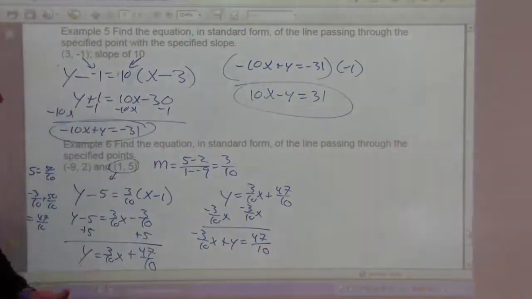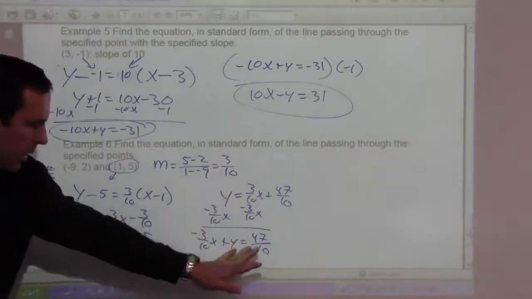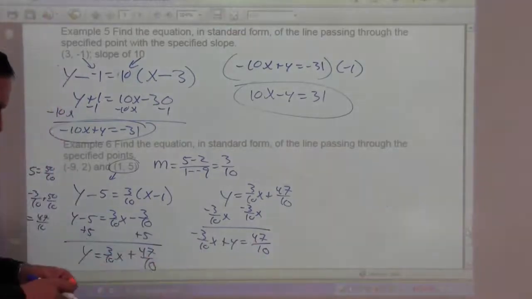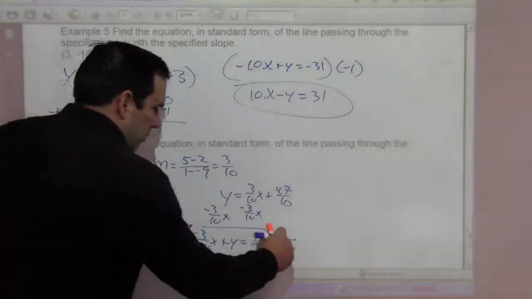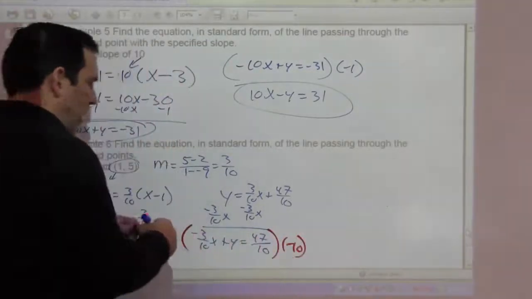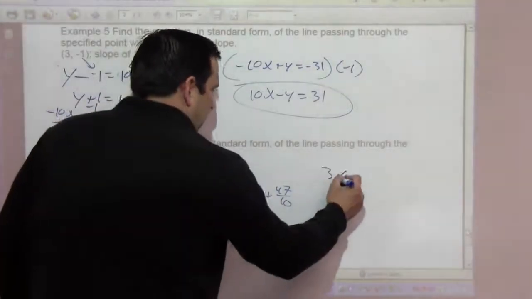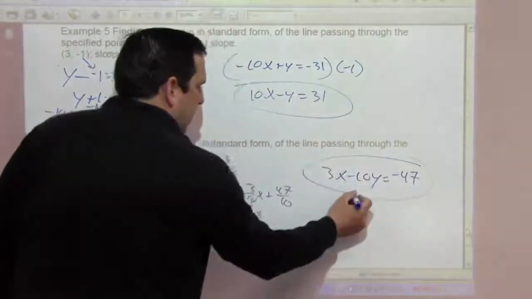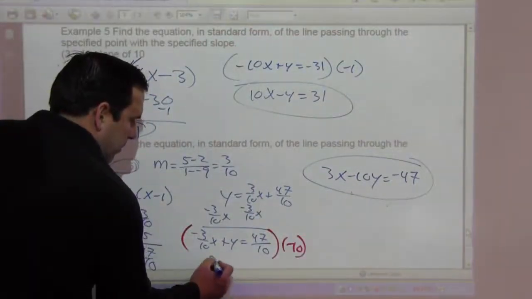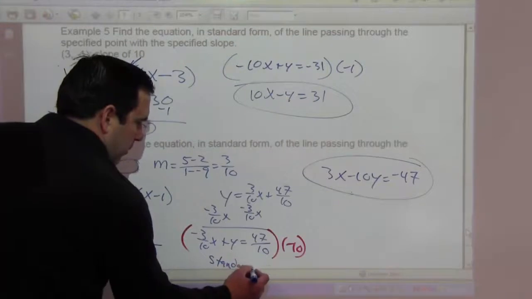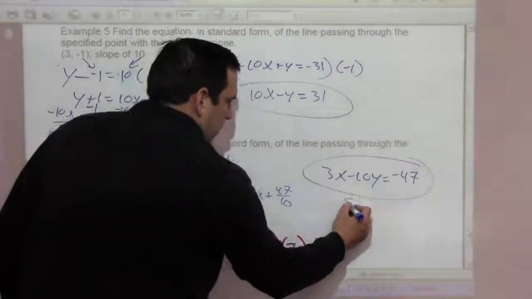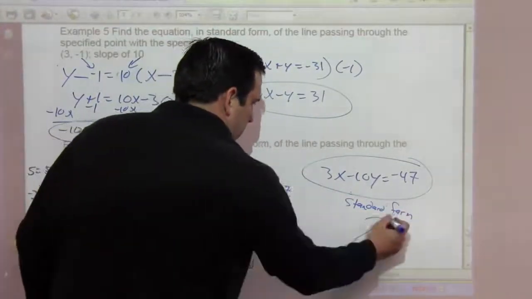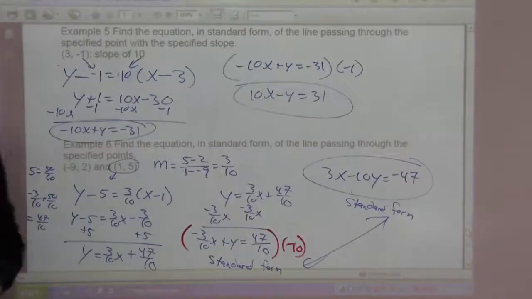So here's the dirty little secret, though. Again, not really a secret. This is standard form, but that's not going to be the version in your book. They'd multiply everything by negative 10, and they'd come up with 3x minus 10y equals negative 47. This is the answer they'd have, but this is correct. So they're both legitimate answers.